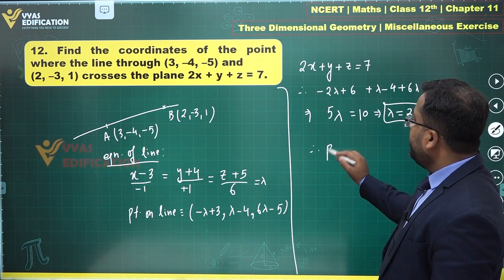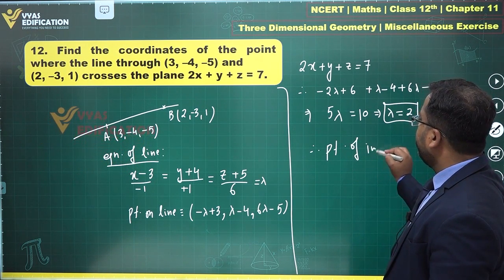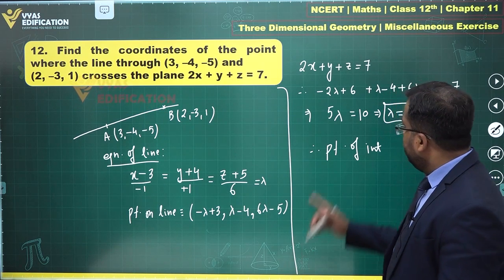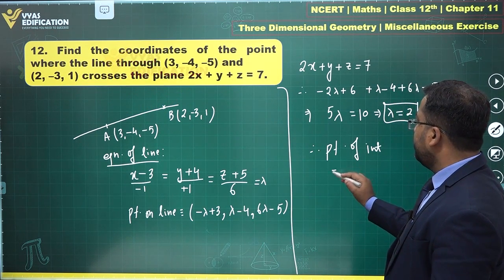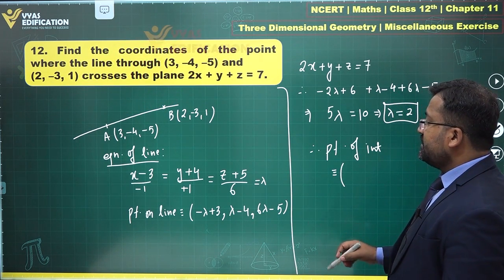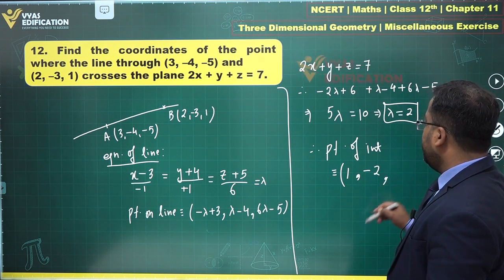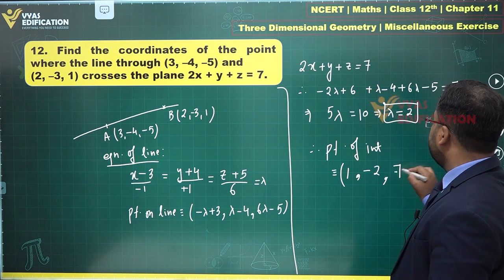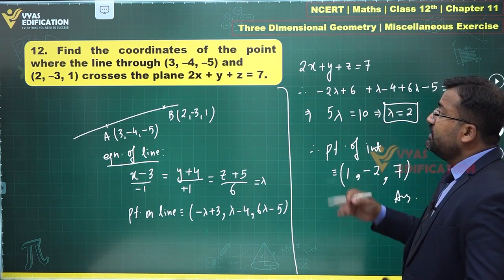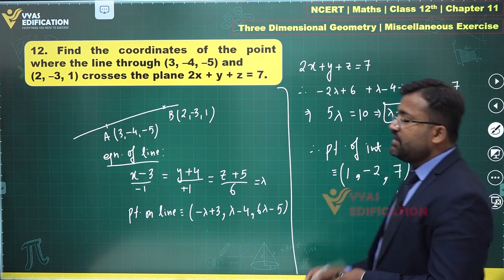Therefore, the point of intersection of line and plane will be, for lambda equal to 2, minus 2 plus 3, which is 1, 2 minus 4, which is minus 2, and 6 times 2 is 12 minus 5, which is 7. That's my required answer for this particular 12th question.